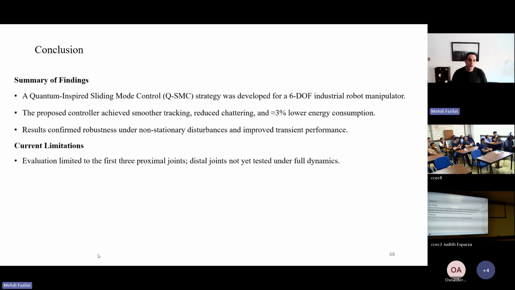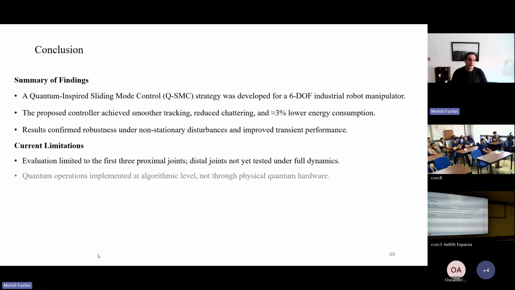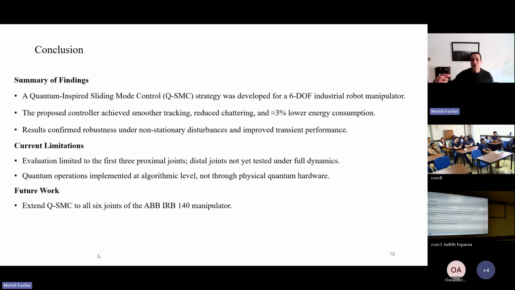Of course, there are some limitations. This study focused on the first 3 joints of the robot, which correspond to position, not orientation. Also, the quantum version of the algorithm is a hybrid algorithm and not yet run on physical quantum hardware. For future work, we plan to extend the controller to all 6 joints of the robot.